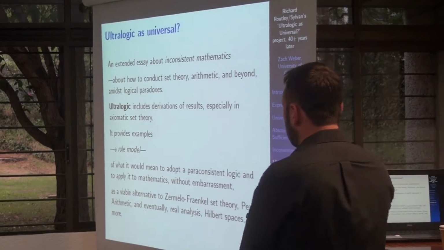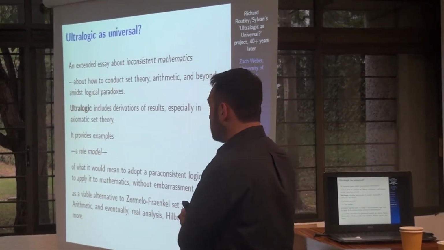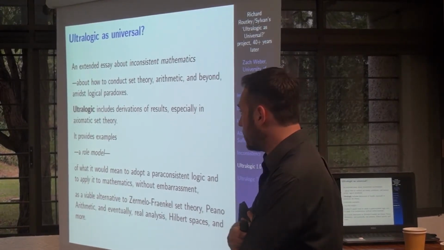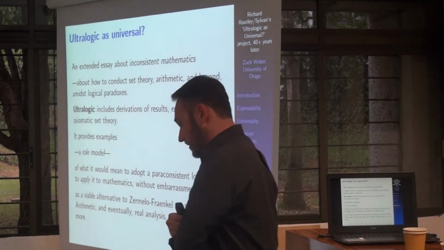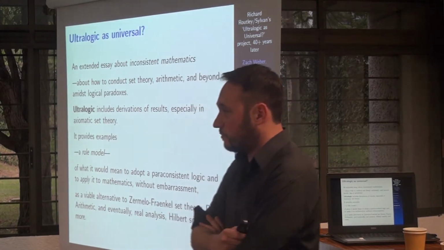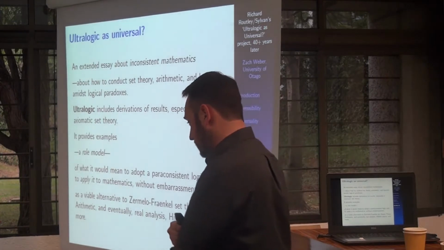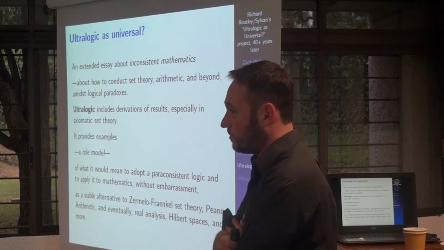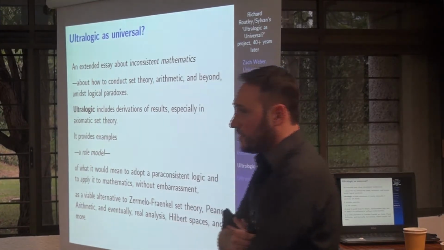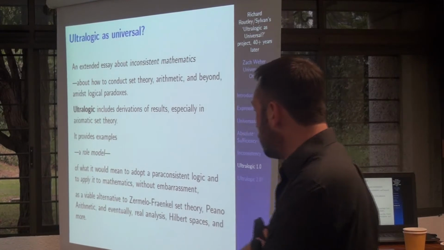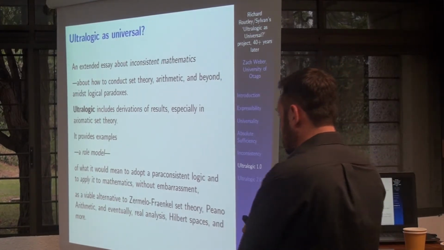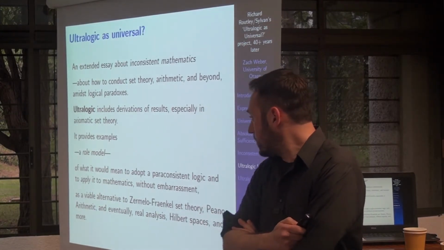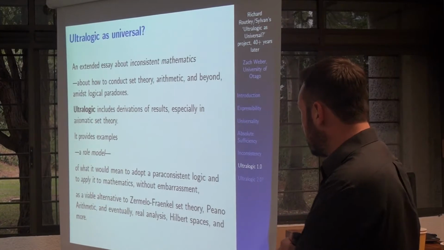So it's an extended essay on inconsistent mathematics. It's saying how to do set theory and arithmetic and beyond amidst the logical paradoxes with contradictions. What's good about it? It includes actual derivations of actual results. So it gives some axioms and he gives some proofs, and see, this is how you do it. It provides an example. It provides a role model of what it would mean to really adopt a paraconsistent logic and really apply it to mathematics without embarrassment, as a viable alternative to ZF or Peano arithmetic and eventually to other areas of mathematics.